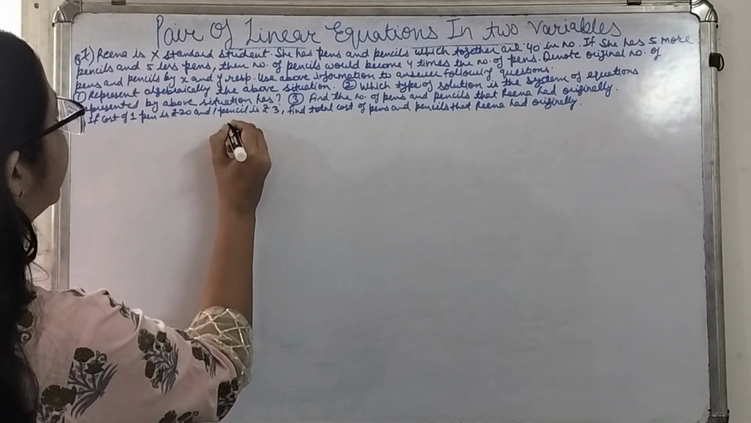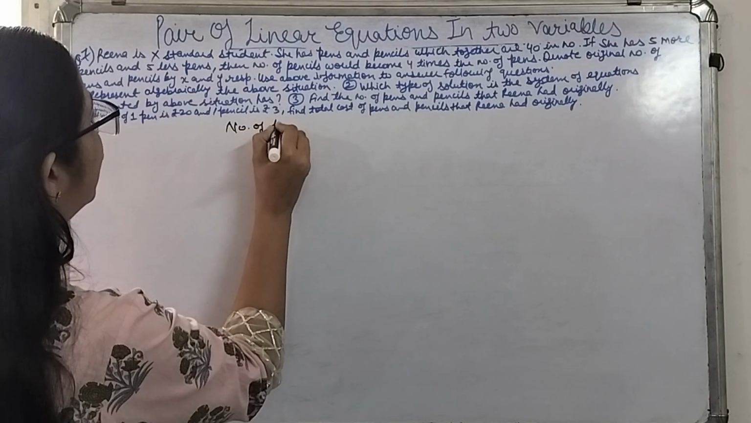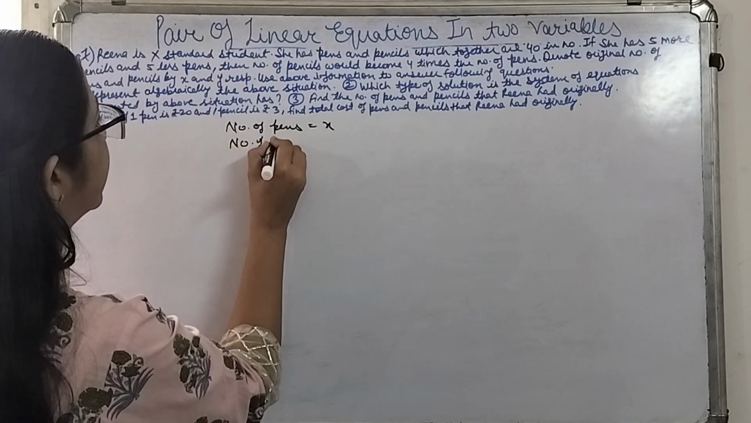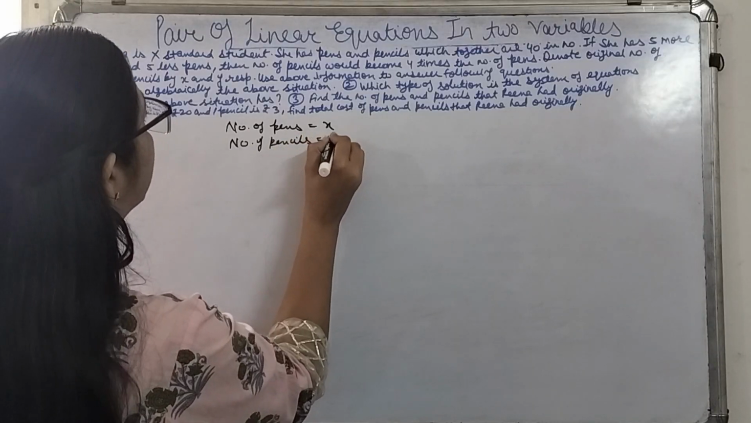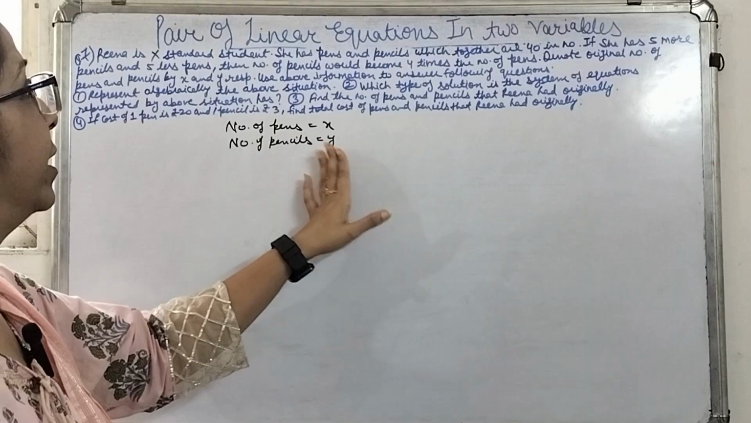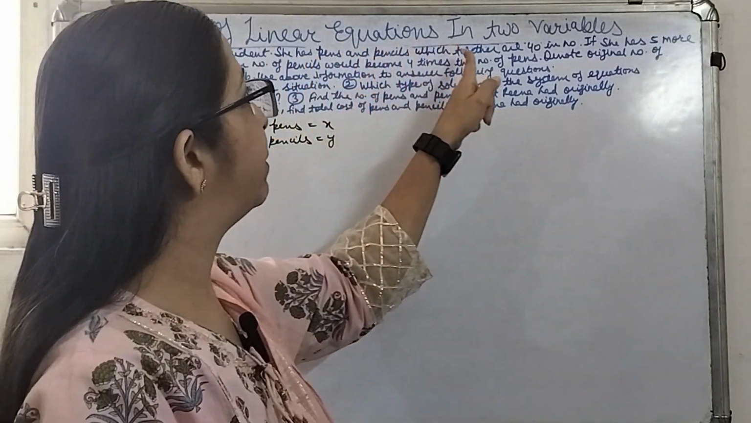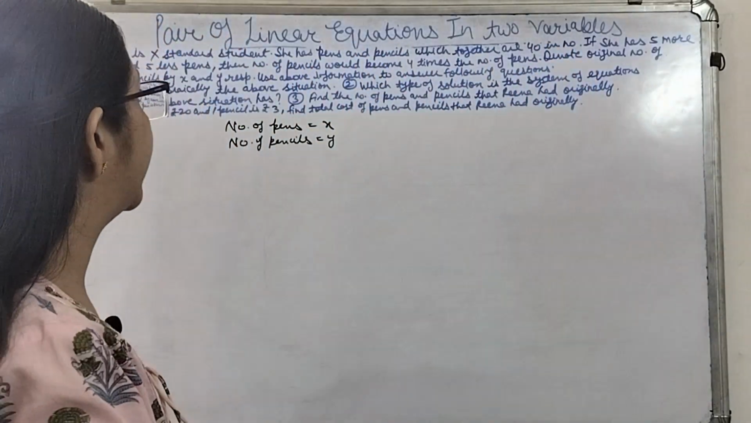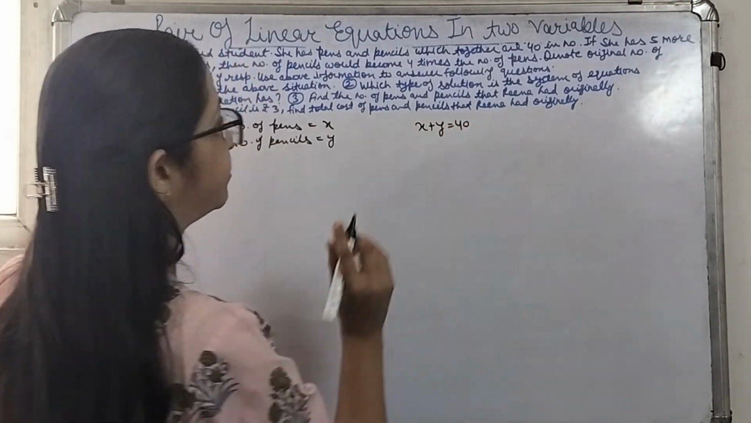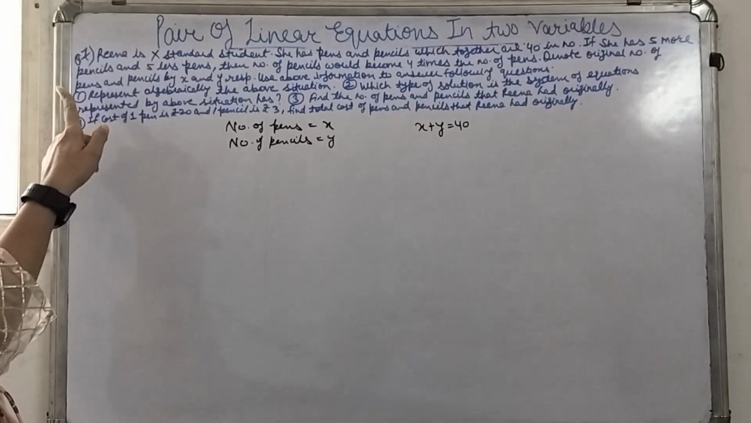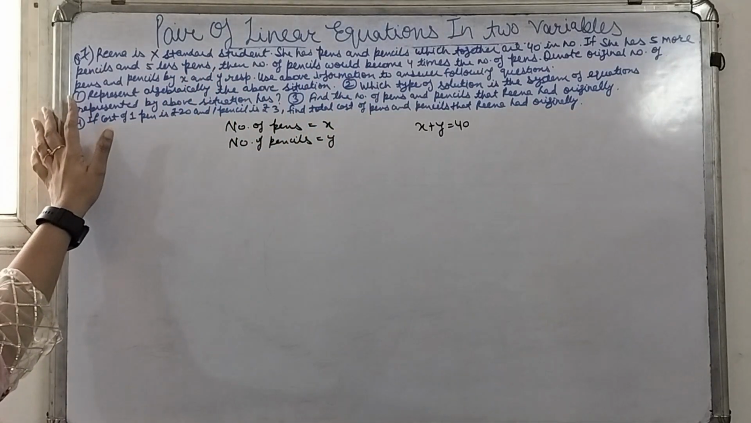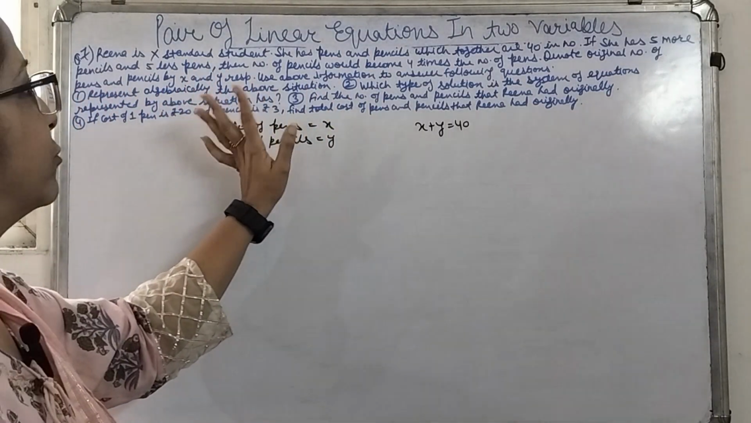That means initially number of pens is given by x and number of pencils is given by y. Total number of pens is x and total number of pencils is y. It is given that the total of pens and pencils is 40. That means x plus y is 40. Now first question is, using above information, answer the following question. First one is, represent algebraically the above situation.